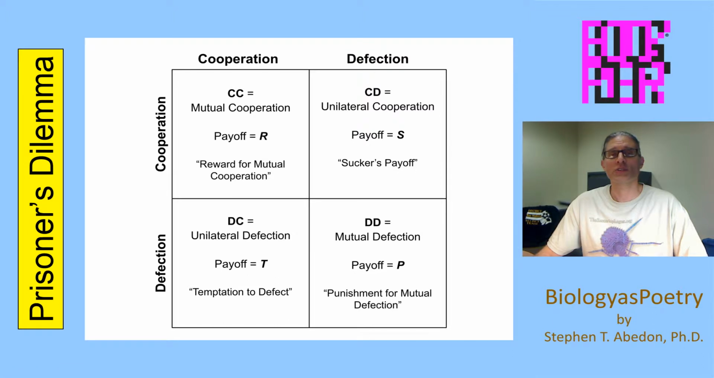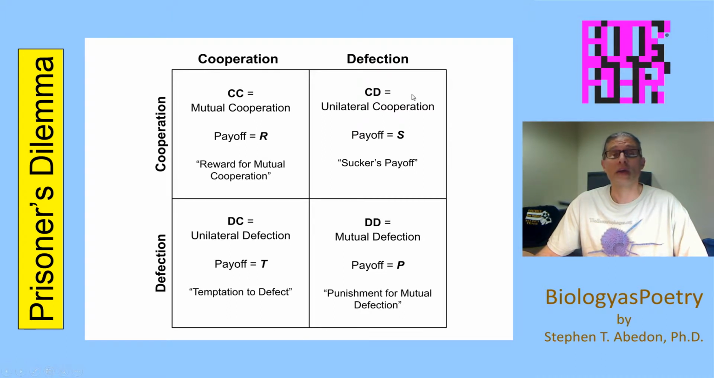Shown here is a 2x2 matrix that can be depicting a prisoner's dilemma. What we have is one player that can either cooperate or defect, and another player that can either cooperate or defect. And when you have two players interacting, the interactions can either be cooperation-cooperation, defection-cooperation, defection-defection, or the converse of defection-cooperation, which would be cooperation-defection.